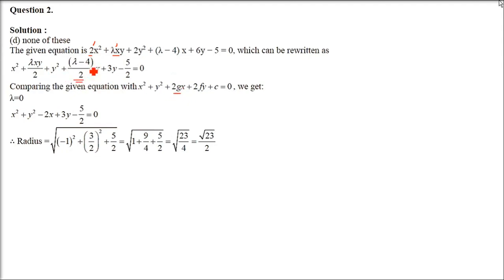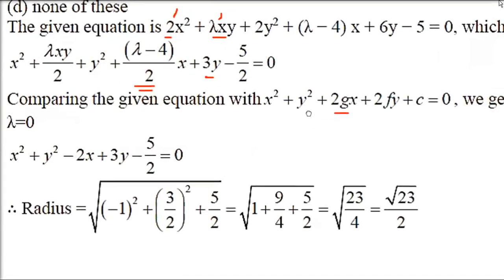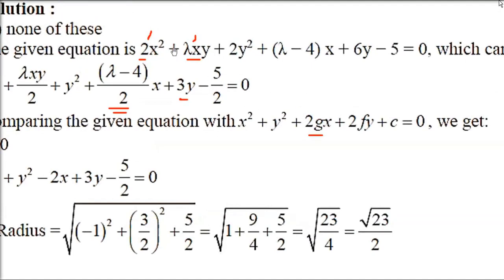Only 2gx, 2fy is there, x square y square is there. I am emphasizing here because other questions which are coming also require you to know this. So here 2gx, if you compare with lambda minus 4 by 2x, you will get this g, and similarly 3y, compare it with 2fy. But first thing first, lambda xy is not there. xy are the variables. So the only option left, the only logic is lambda has to be 0.